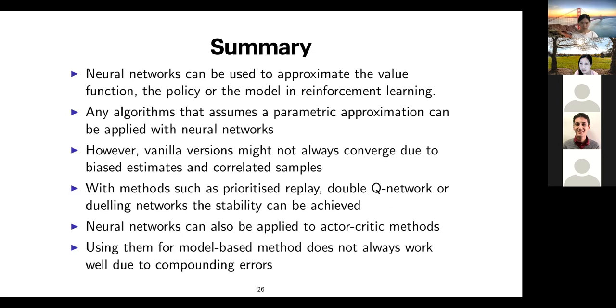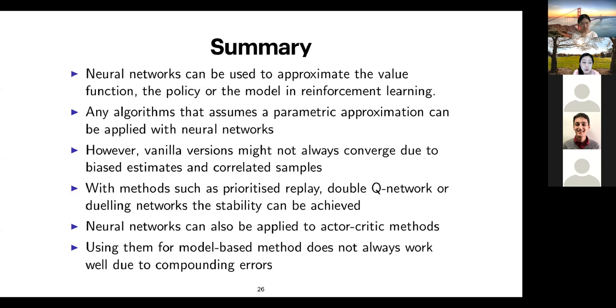Of course, vanilla versions might not always converge due to biased estimates and correlated samples, as we've seen in deep Q networks, double deep Q networks, dueling ones, and so on. With methods such as prioritized replay, using the advantage function as the importance weight, or double Q network and dueling Q network, stability can be achieved, but not guaranteed, I have to say. It's possible that you can achieve better stability, but you cannot guarantee anything. The only theoretical guarantee we can give is the TRPO method, which gives a monotonic improvement of value when you do the update.